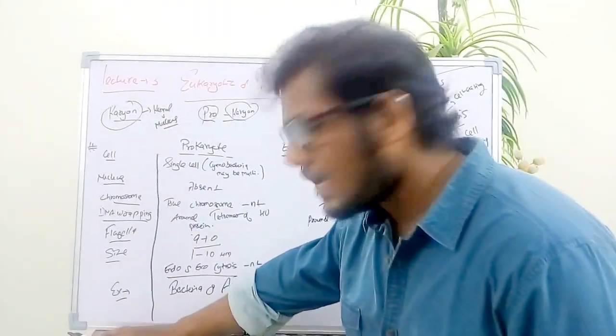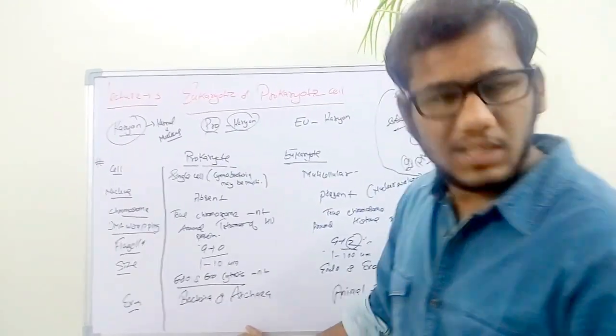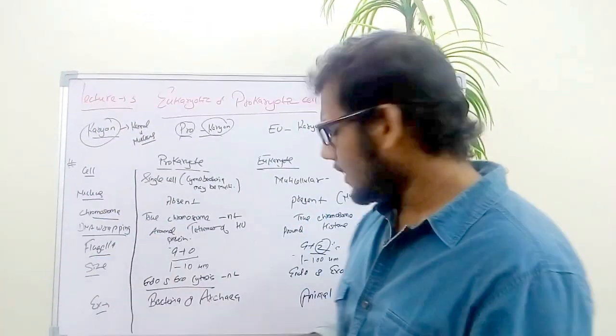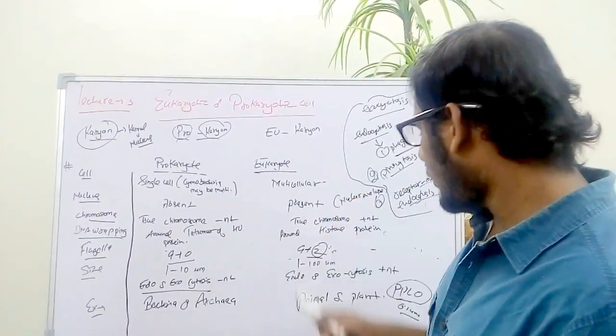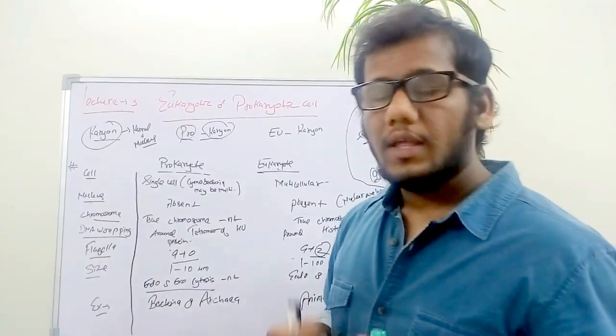Lastly, we go with the examples. In prokaryotes, bacteria and archaebacteria are the examples. We also include eubacteria. And in eukaryotes, animal and plant cells are the examples. These are multicellular.